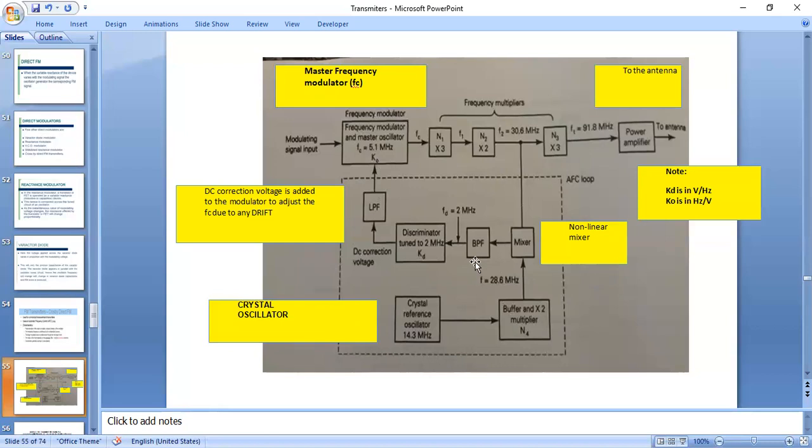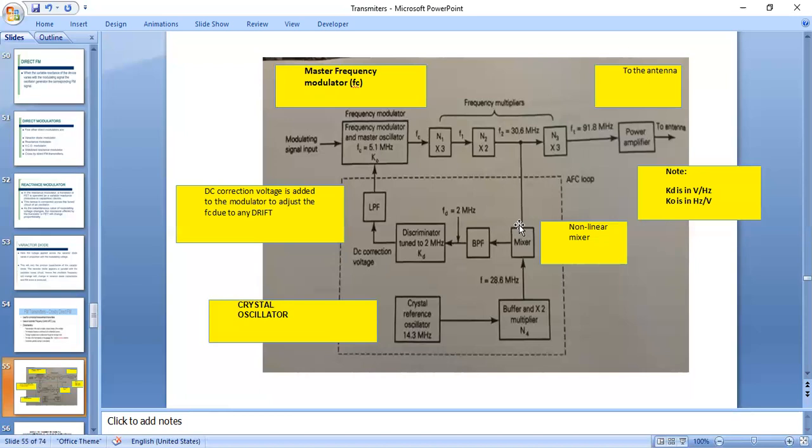So here the frequency discriminator will convert the frequency variations into voltage. The modulated signal will be given to the mixer, and this mixer has 2 inputs. One is a crystal reference oscillator, whose frequency is 14.3 megahertz. Here you may observe it will be converted into the down frequency of 5.1 megahertz. So depending on the requirement, we can adjust the frequency which is required for the transmission.